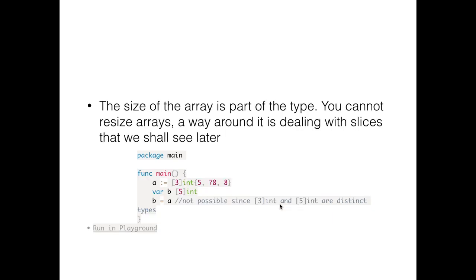The size of the array is part of its type, so that means that you cannot assign different size arrays to each other. So in the main program, you can see here that A is an array of size 3 with values 5, 7, 8, and 8.